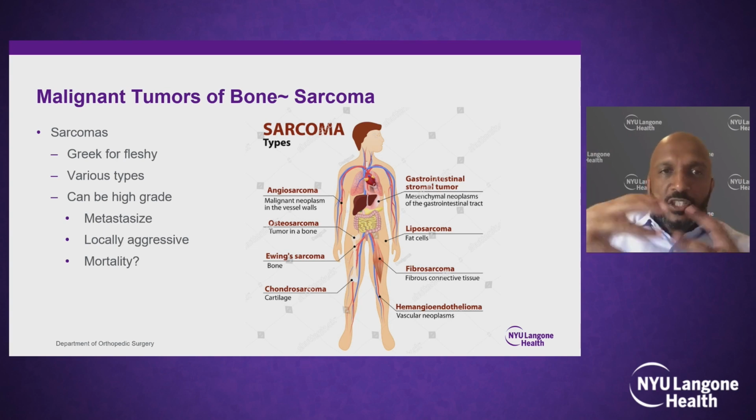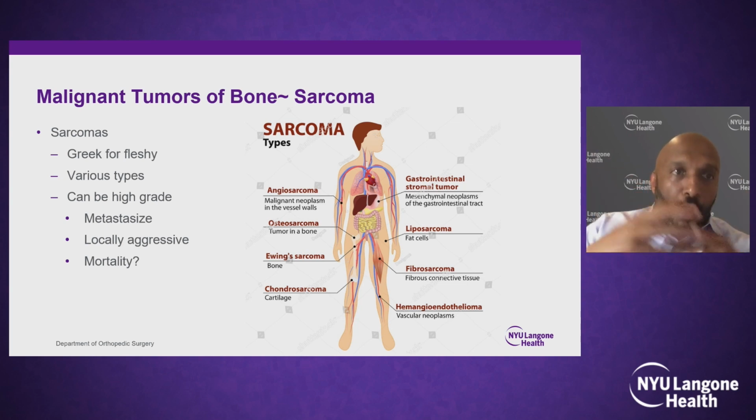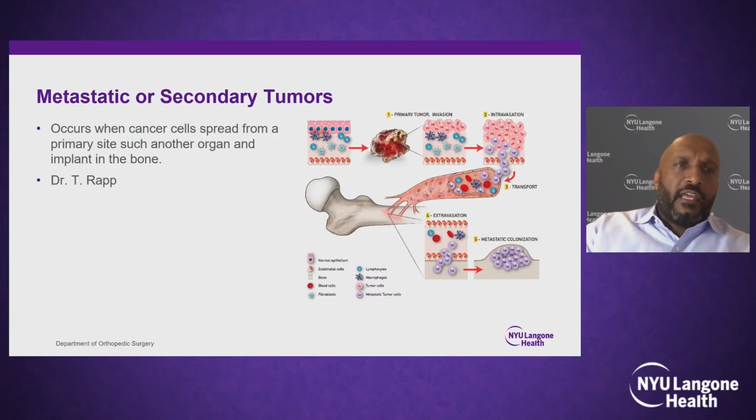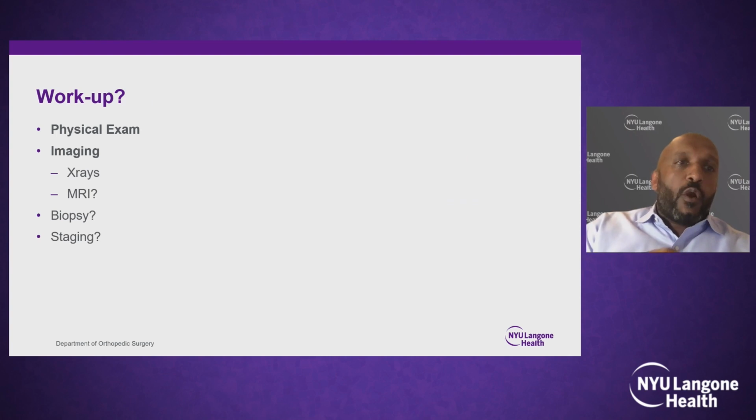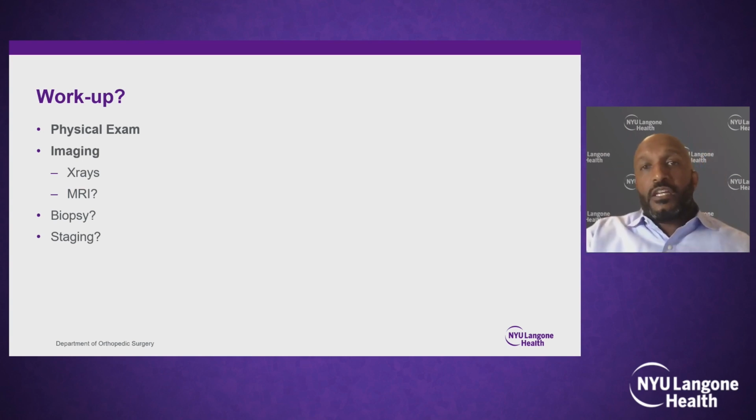And so that pretty much encompasses all of the primary bone and soft tissue tumors, benign or malignant, and then later on you'll hear a talk from Dr. Rapp regarding the metastatic tumors, which are the secondary tumors, and what those tumors are like, how do they present, and what are the challenges in treating them, okay? So the workup, what exactly are we talking about? Generally referencing workup, we're talking about the physical exam, imaging studies, in our case, the biopsy and the staging.